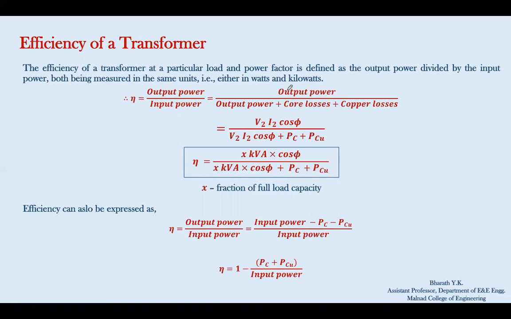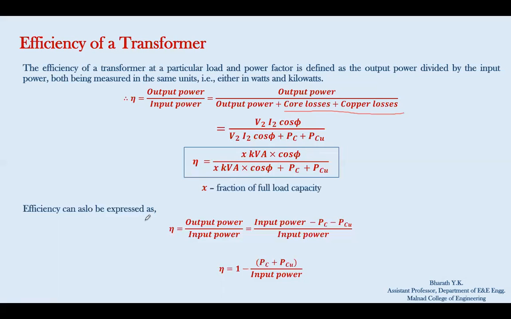So now coming to the efficiency of a transformer, the equation is given by output power by input power, where input power is equal to output power plus losses, and the losses comprise core losses and copper losses. The output power is represented as V2 I2 cos phi in this equation. So the efficiency of a transformer can also be represented in this form, where X is the fraction of load on which the transformer is operating, kVA is the rating of the transformer, and cos phi is the power factor on which the transformer is operating.